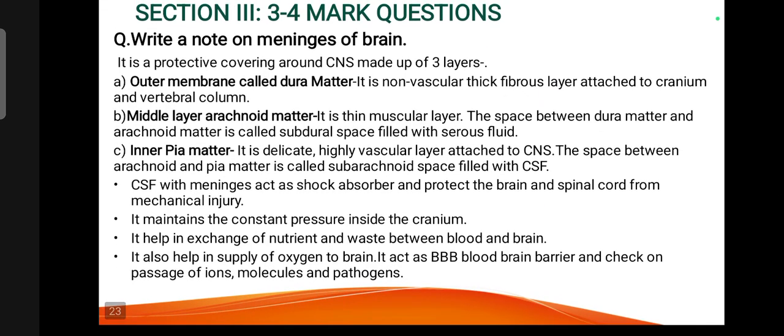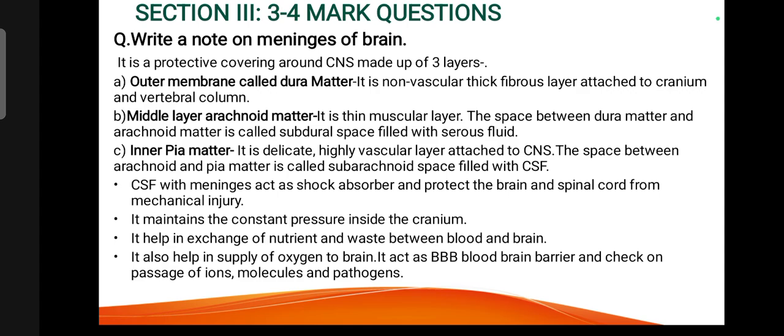Write a note on meninges of brain. It is a protective covering around the CNS. It is made up of 3 layers. Outer membrane called dura mater, middle membrane called arachnoid mater, and inner pia mater. Outer membrane is non-vascular, thick and fibrous layer. Middle layer, it is thin and muscular layer.